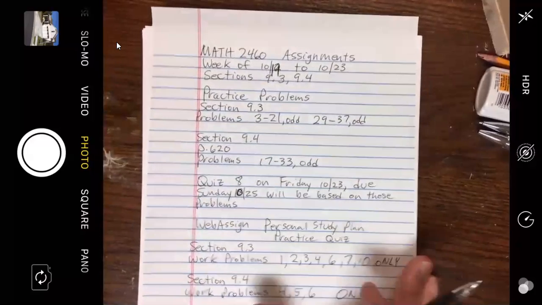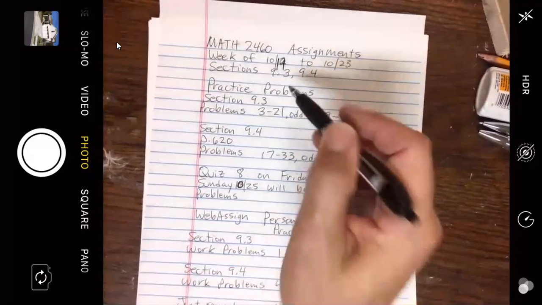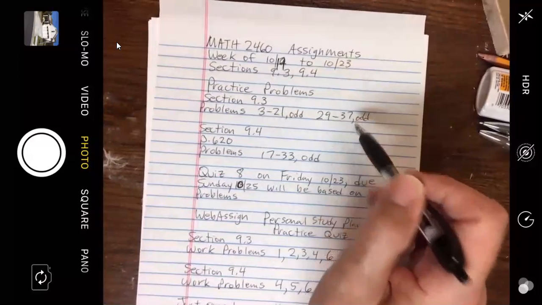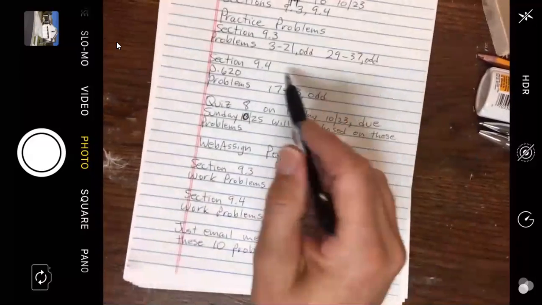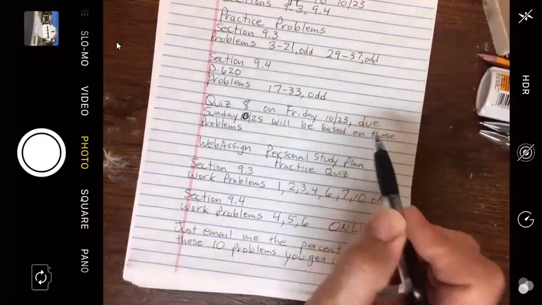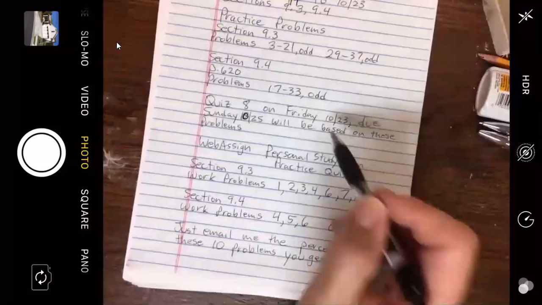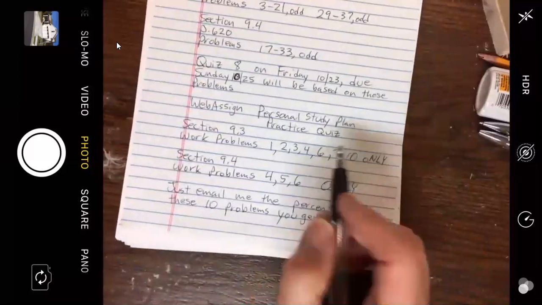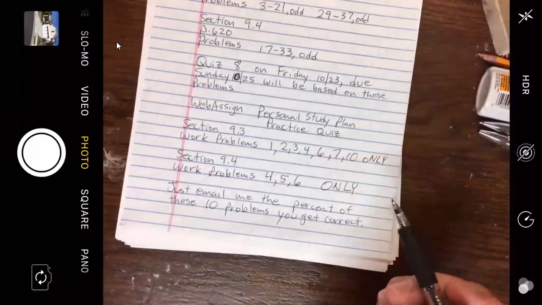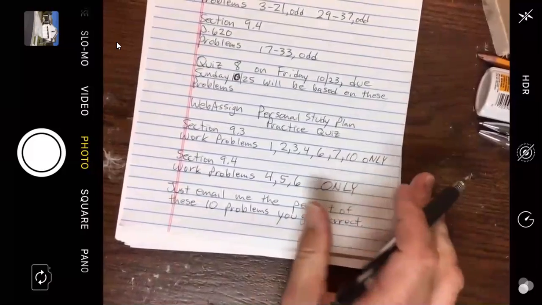So we'll just go through briefly the assignments. Should be a pretty short, straightforward week. Section 9.3 and 9.4. From 9.3, practice problems 3 to 21 and 29 to 37. And for 9.4, I'm just picking out 17 to 33. We'll have quiz 8 on Friday and do Sunday based on these problems. And for WebAssign, 1, 2, 3, 4, 6, 7, and 10 only. And on 9.4, 4, 5, and 6 only. And I believe that's 10 total problems. So just email me the percent of these 10 problems you get correct.